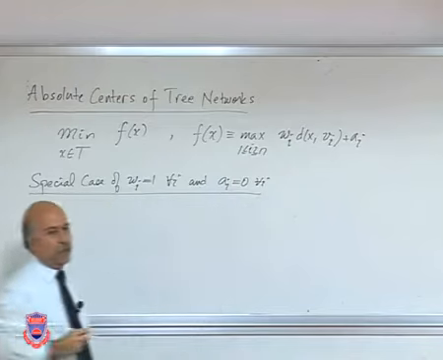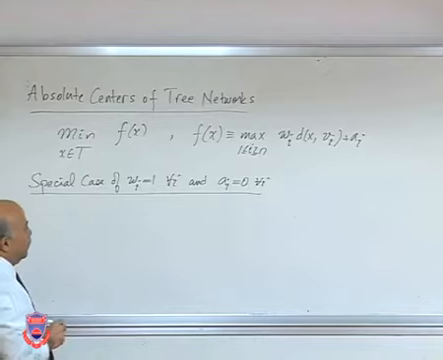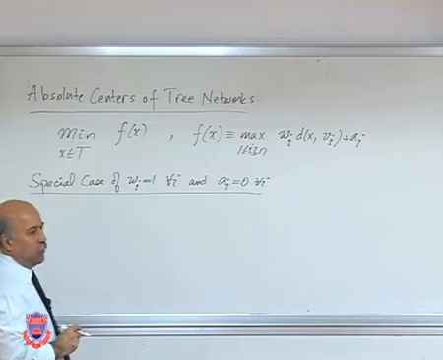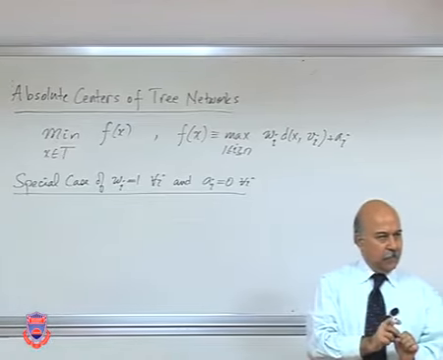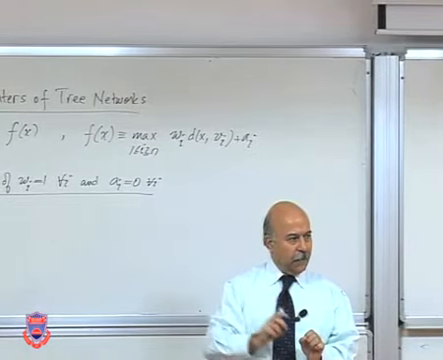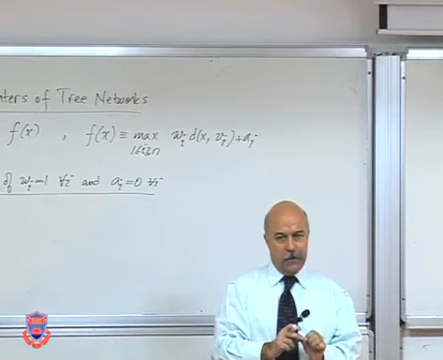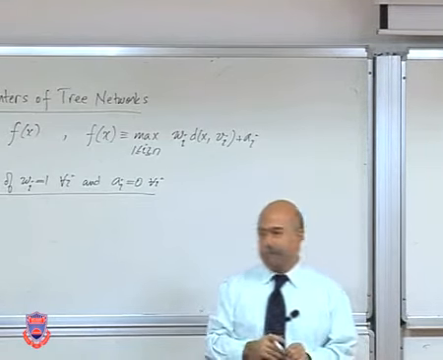So let's look at a very special case now. Each weight is 1 and the addends are 0. So in this case, you're trying to find a point in the tree such that the vertex that's farthest away from the point under consideration is as close to it as possible. Okay?